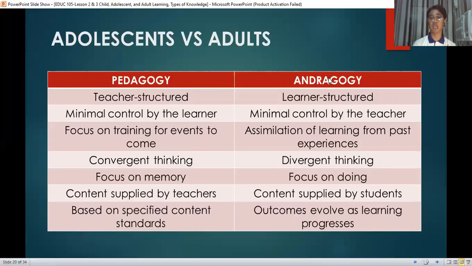And like for the adult learners, less control. Just provide the syllabus, just provide the topic. Even without you discussing the topic, they could learn because they know the ways on how to learn. Okay? Okay, for adult learners, assimilation of learning from the past experiences.